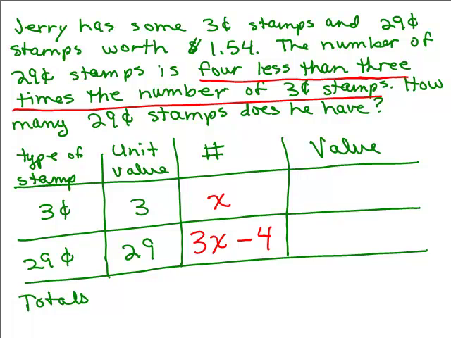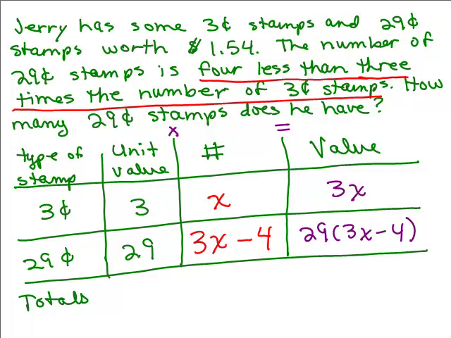Now, for the value, we take how much each stamp is worth times how many stamps we have. So the unit value times how many we have gives the total value over here. So the value for the 3-cent stamps is 3 times X, so we're going to write 3X. And for the 29-cent stamps, the value would be 29 for each of these stamps, and there's 3X minus 4 of those total. So it's going to be 29 times 3X minus 4.